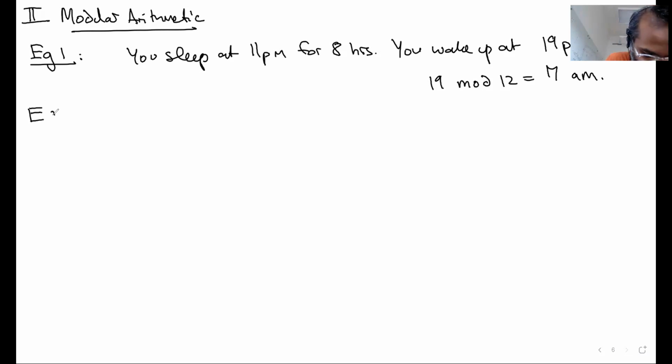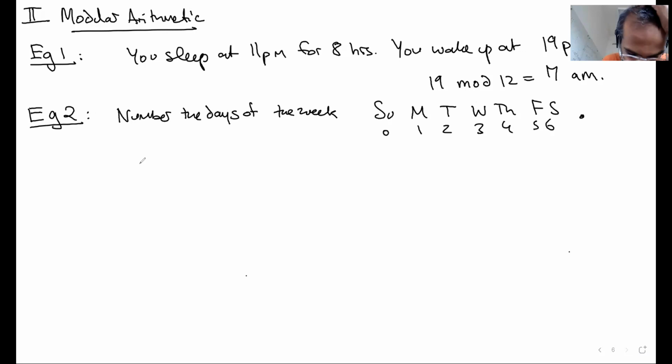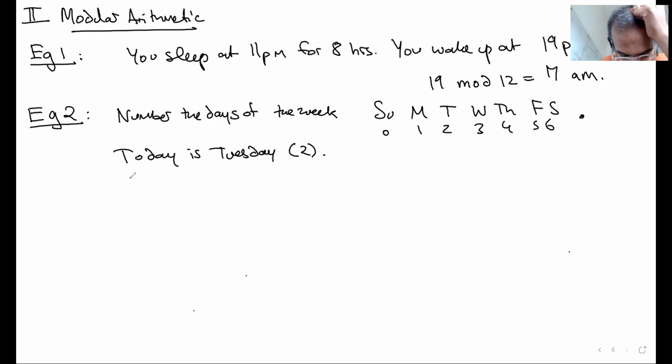In fact, anything periodic, even with time, right? So let's number the days of the week 0 through 6: Sunday, Monday, Tuesday, Wednesday, Thursday, Friday, Saturday, 0, 1, 2, 3, 4, 5, 6. So today is Tuesday. That's number 2.